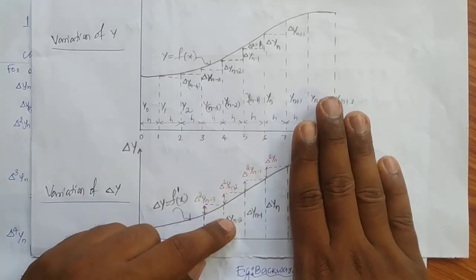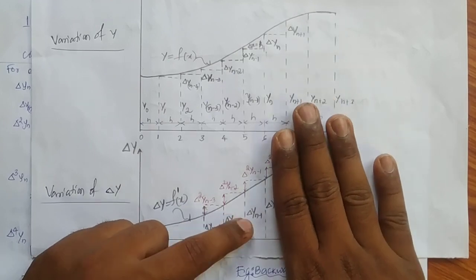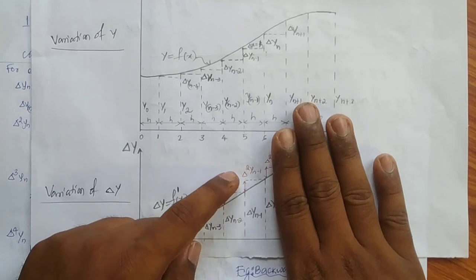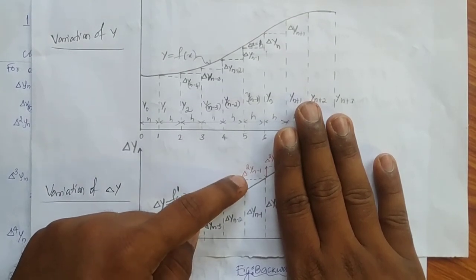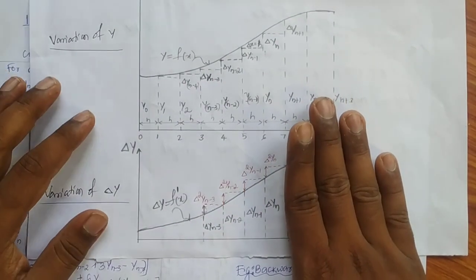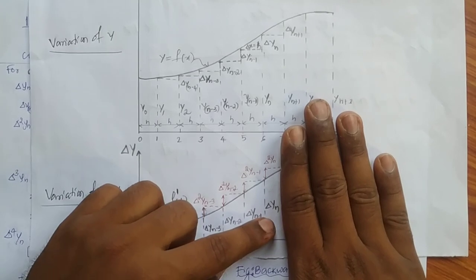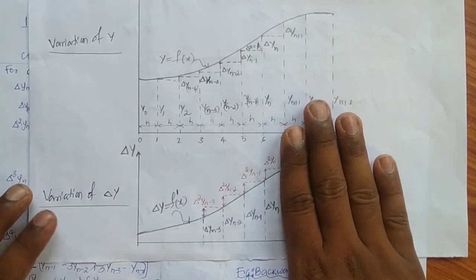So similarly, you can get the difference here. So delta yn minus 1, minus delta yn minus 2 will give you delta square yn minus 1, just like that, okay? So we will be calculating from the highest value and going backward. That is called backward differences.